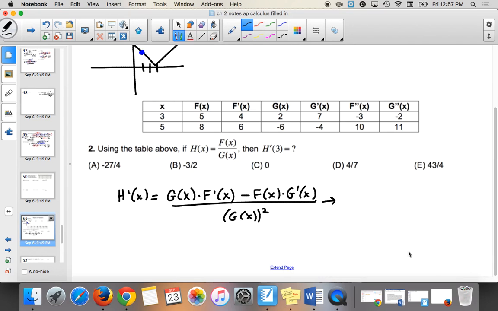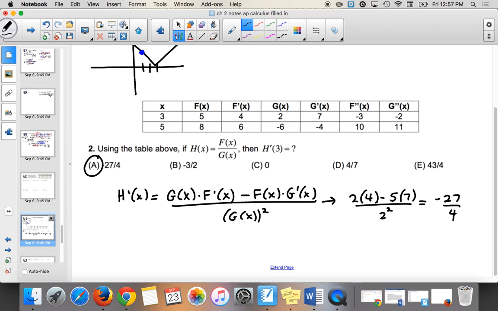All right, so then we're going to plug in 3. We want to find h prime of 3. So we're going to find g of 3, which is 2, on our chart. And then we want f prime of 3, which is 4, minus f of 3 is 5, and then g prime of 3 is 7, all over g of 3 is 2 squared. So we get 8 minus 35 on top, which is -27 over 4. So our answer is A.